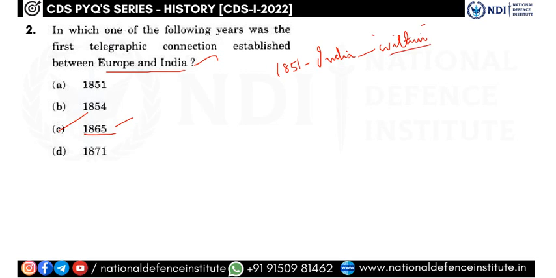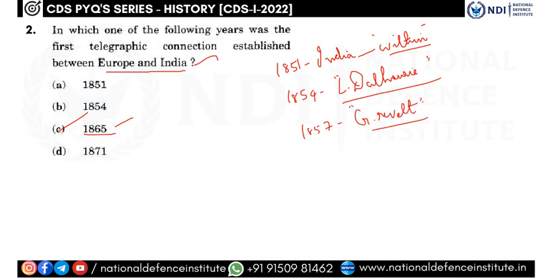You can see in 1854, the Telegraph Act was passed, and then Lord Dalhousie is credited with laying the telegraphic line from Agra. That's why, later in 1857, this telegraph helped the British to consolidate the army and also to control the Great Revolt.